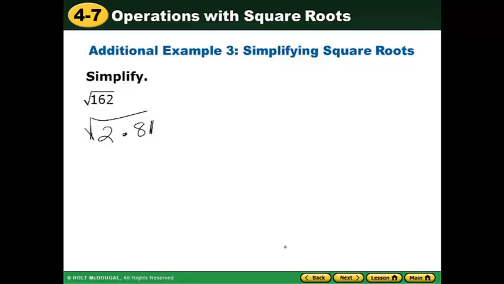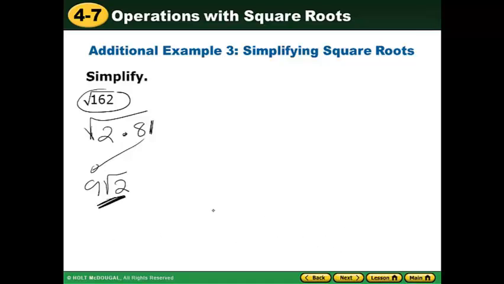Square root of 81 is 9. So I'm going to take this one and bring it out. So square root of 81 is 9 and square root of 2 stays. So this will be my answer. This will be this square root simplified.